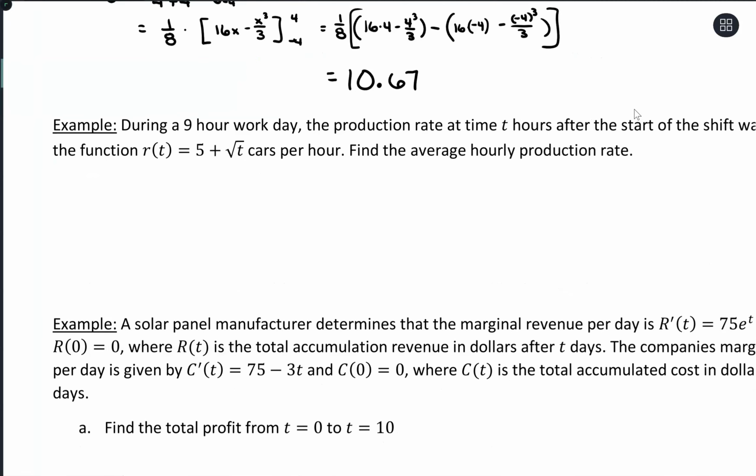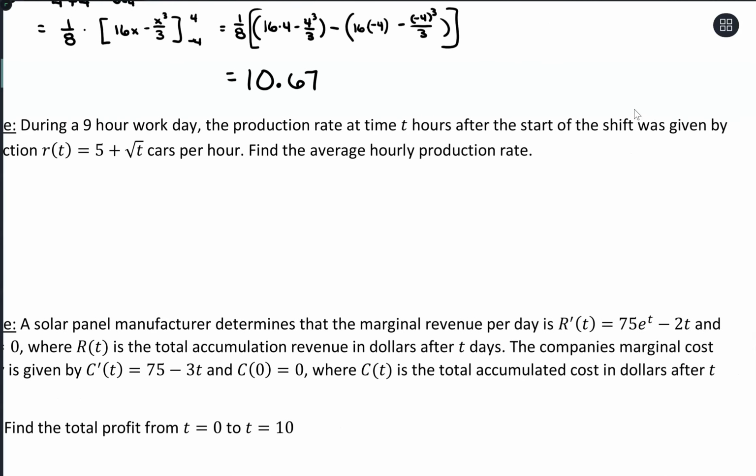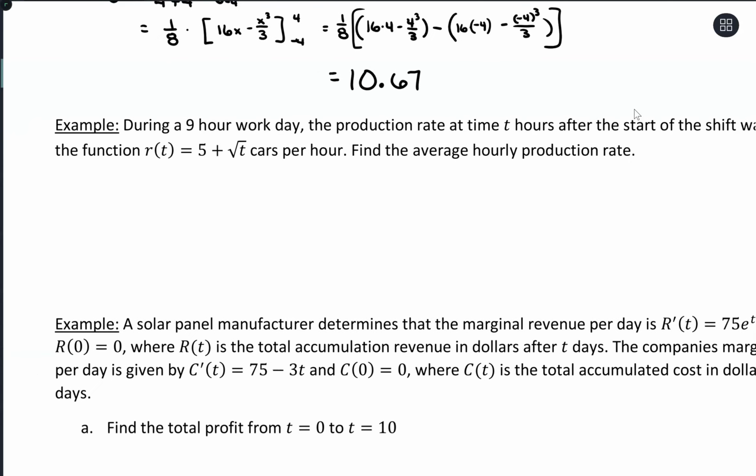Okay, let's take a look at some applications. During a 9-hour workday, the production rate at time t hours after the start of the shift was given by the function r of t equals 5 plus square root of t cars per hour. So they're producing 5 plus square root of t cars per hour, given the amount of time that's passed, and we want to find the average hourly rate of production. So what we want to do is evaluate this from the start of the workday, when t equals 0, to t equals 9. So over 9 hours, on average, how many cars are they producing?